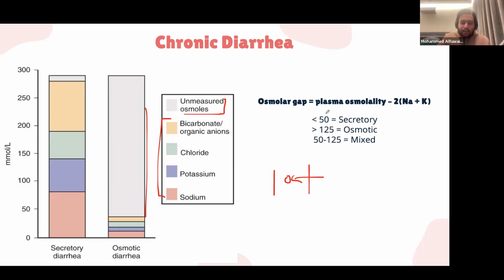The magic numbers that you need to know are these two, 50 and 125. Below 50 is secretory, which means there are no unmeasured osmoles. Above 125 is osmotic; there are a lot of unmeasured osmoles causing the diarrhea. Memorize this image because it came for us last year, and it was kind of a shock to a lot of us. Is diarrhea clear to you guys? Or do you want me to repeat anything?